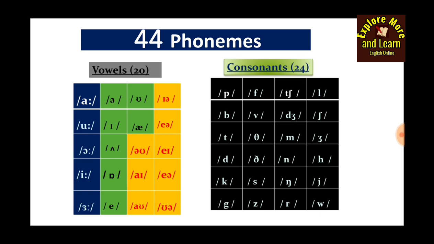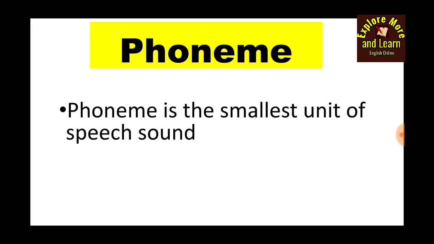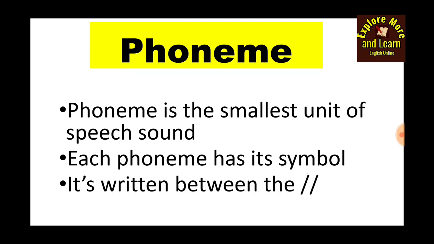Got it? So, what is phoneme? I'll tell you, I'll define this. Phoneme is the smallest unit of a speech sound, which cannot be further divided, which cannot be further broken. Okay, and each phoneme has its symbol, as I showed you here. So all the 44 sounds have their own symbols and they are different from one another, and it's written between the slashes.